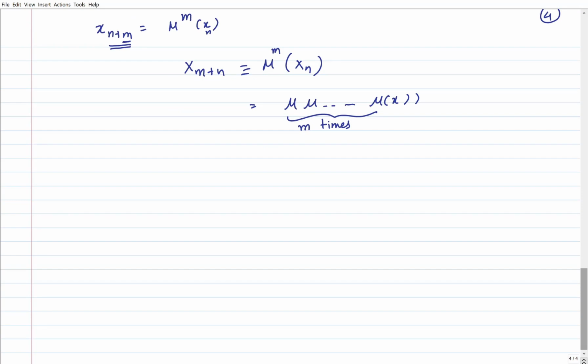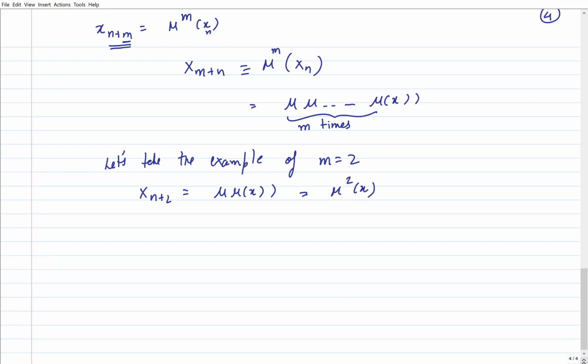So let's take, how does it look graphically? Let's take the example of m equals 2, which means essentially xn plus 2 is equal to the map applied twice. And graphically, what does it look like? On the y-axis I have xn plus 2, the fate of the map after 2 time steps, and this is xn.